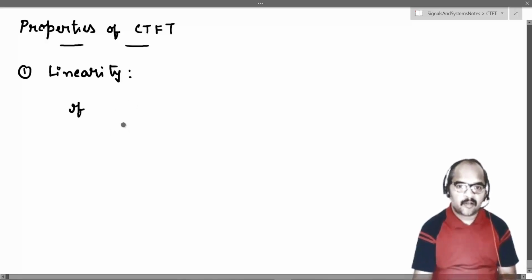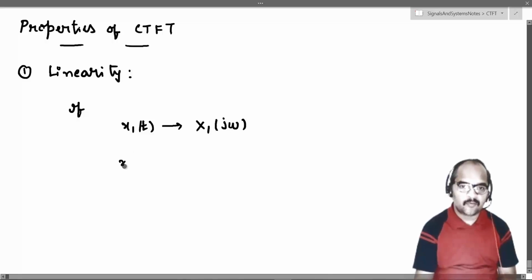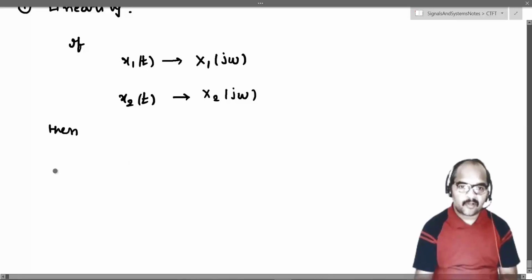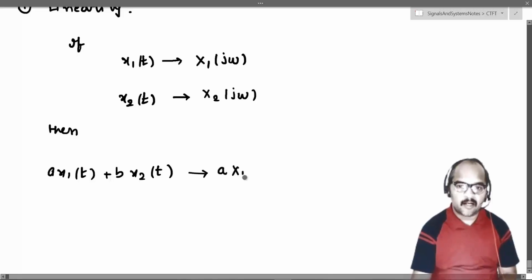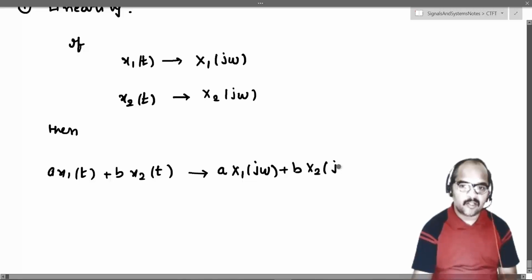Let us take x1 of t, which has x1 of j omega as the Fourier transform, and another signal x2 of t, which has x2 of j omega as the Fourier transform. Then the linear combination of these two signals, a times x1 of t plus b times x2 of t, will have a times x1 of j omega plus b times x2 of j omega as the Fourier transform.